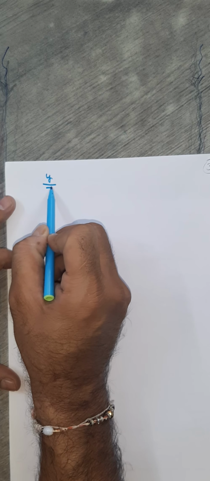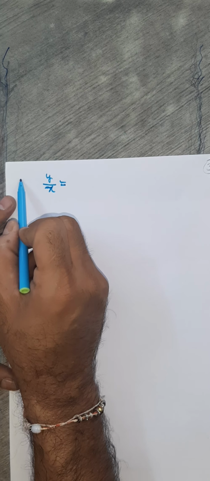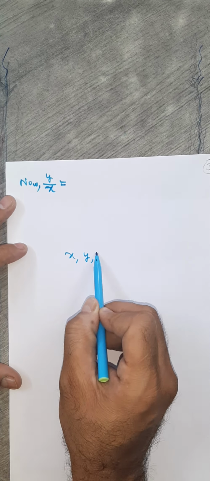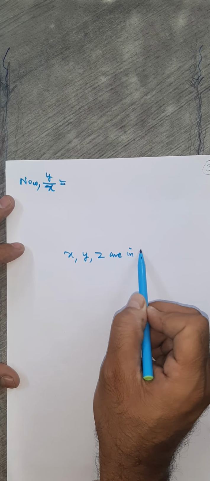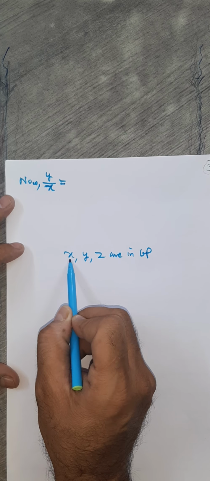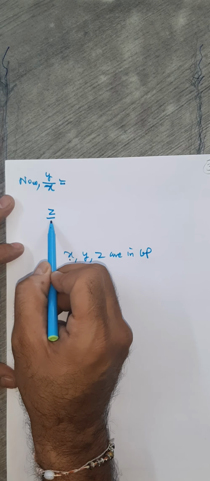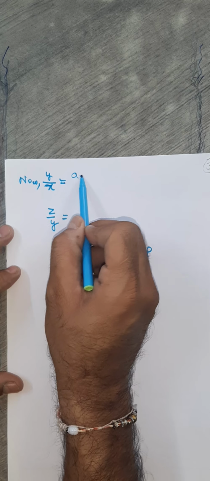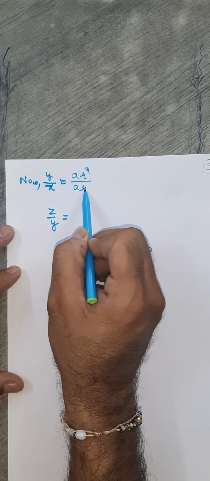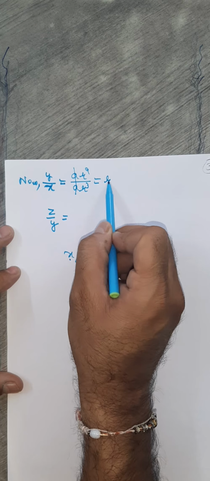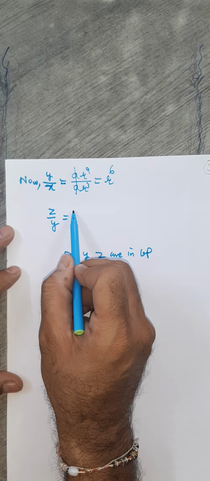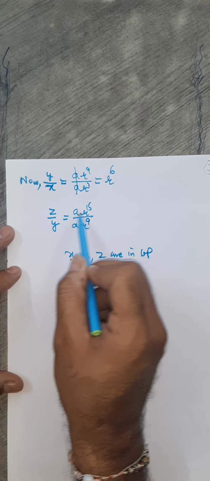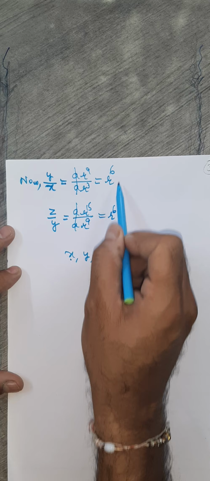We find y by x. You want to show that these are in geometric progression. So y upon x and z upon y, these two ratios should be equal. Now write y by x. What is y by x? A into r raised to 9 upon a into r cube. So a will get cancelled, and this is r raised to 6. What is z by y? A into r raised to 15 upon a into r raised to 9. Again a will get cancelled, and this is r raised to 6.